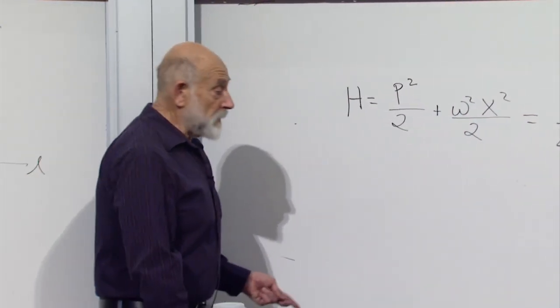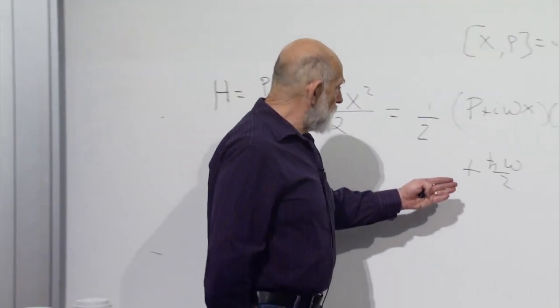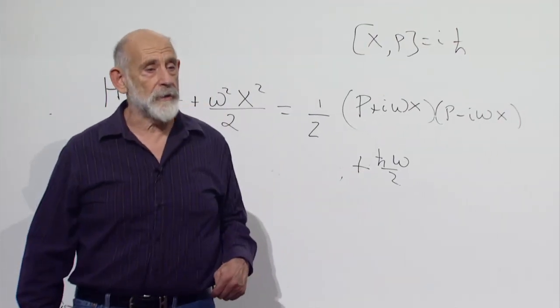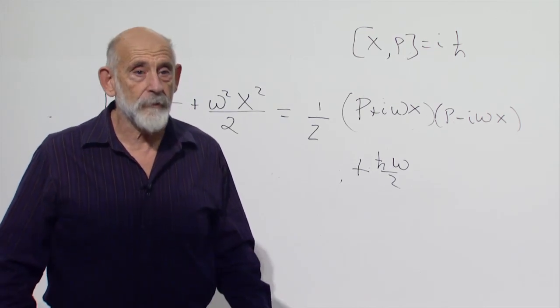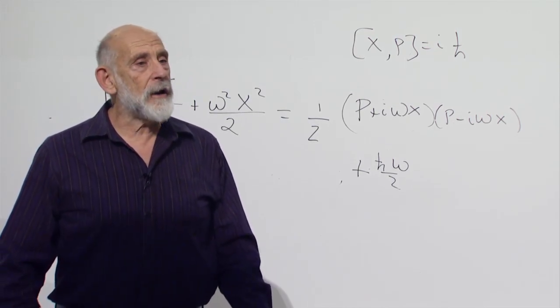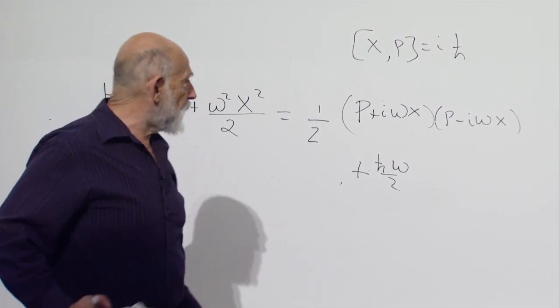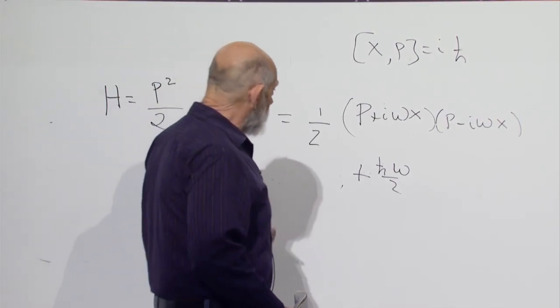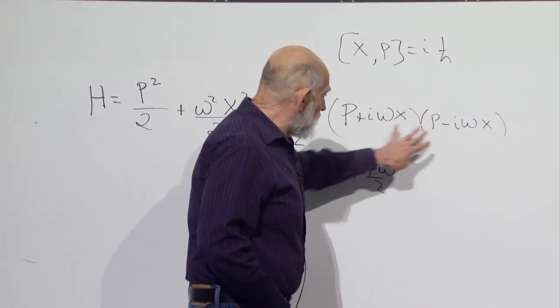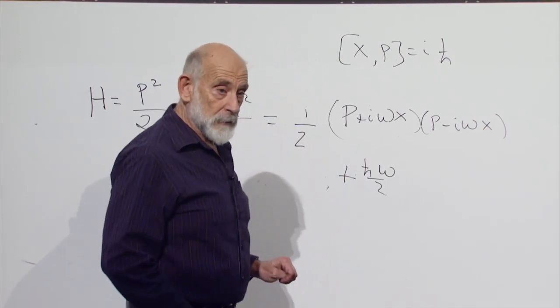Okay, this is a constant. What's it called? It's got a name. It's called the zero-point energy. It's there even when the harmonic oscillator is in its ground state. We're going to see that. Even in its ground state, where this is 0, everything else is 0, this still remains.